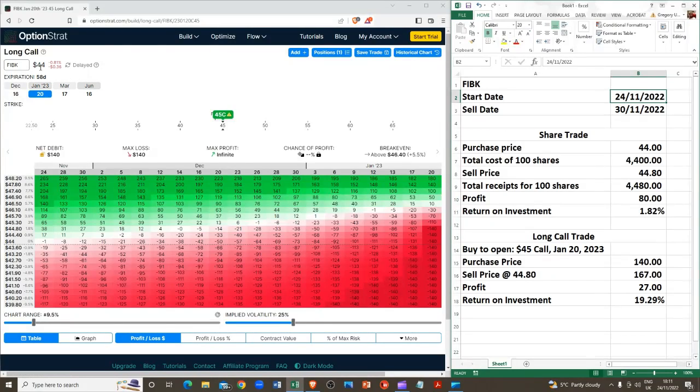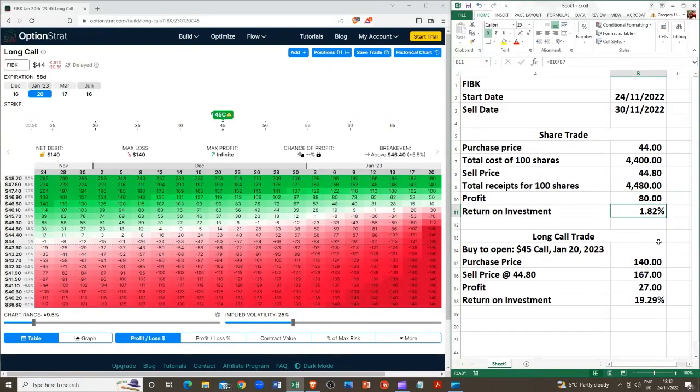Ticker symbol FIBK is trading at $44. So if you buy 100 units of shares, you will fork out $4,400. Now, assuming that ticker symbol FIBK is trading at $44.8 on the 30th of November 2022 and you decide to sell your 100 units of shares, you will receive $4,480, which translates to an $80 profit on the shares that you purchased.